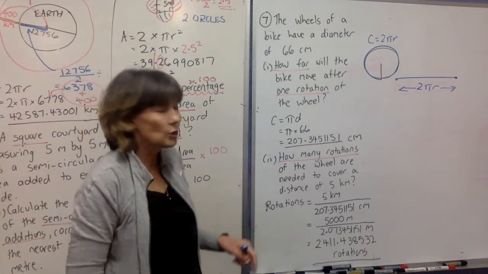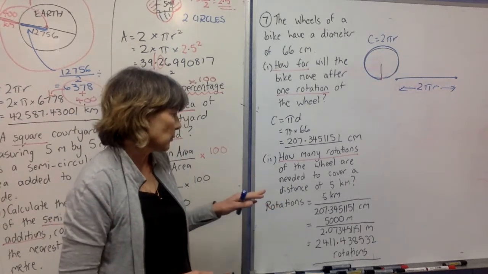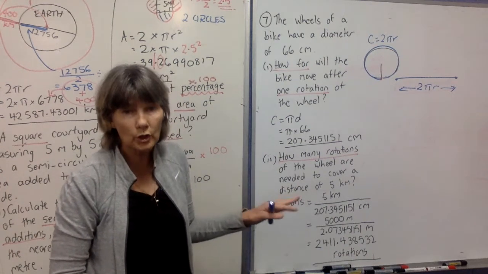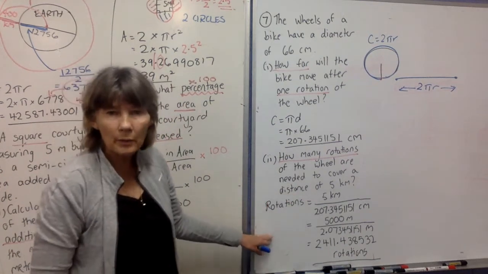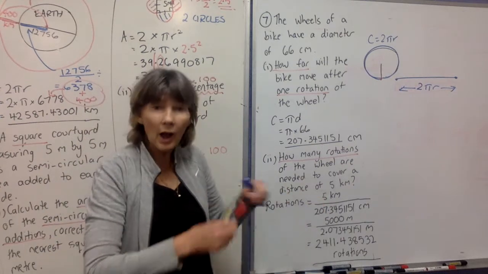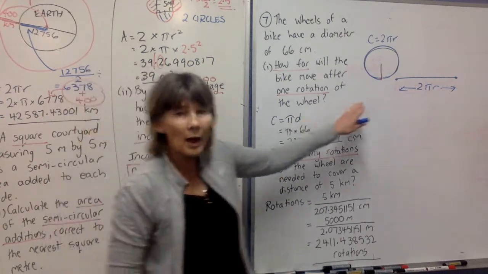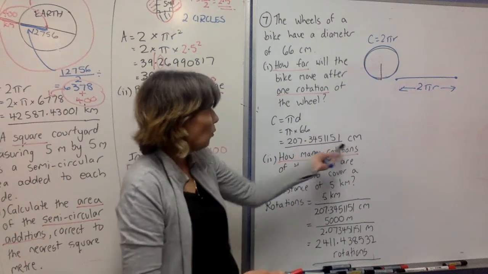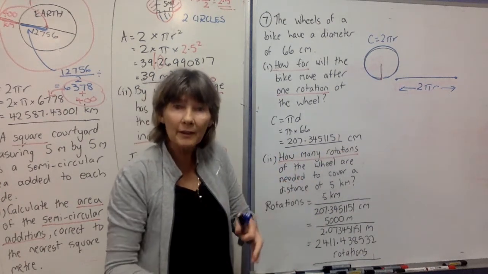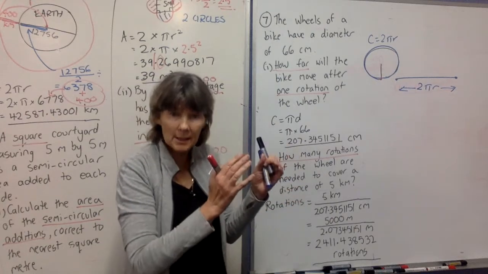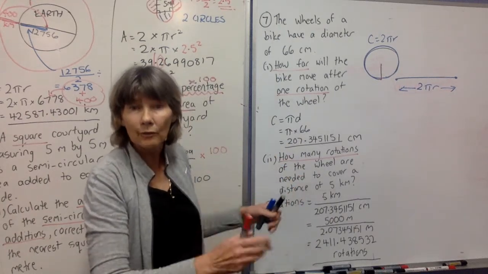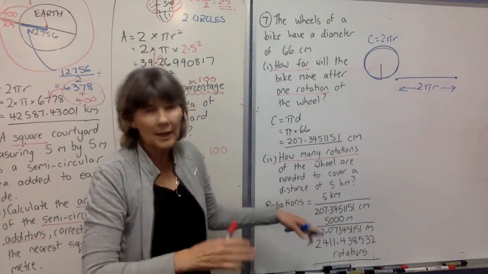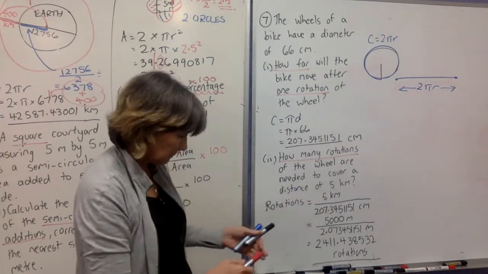All right, now in part 2, how many rotations of the wheel are needed to cover a distance of 5 kilometres? Now watch the units on this one. So for the rotations, we're going to do 5 kilometres and divide by just how far it went in one rotation. So we want to find how many rotations. We've got to do the distance we need, 5 kilometres, divide by how far you go with one rotation, which is 207 roughly centimetres.